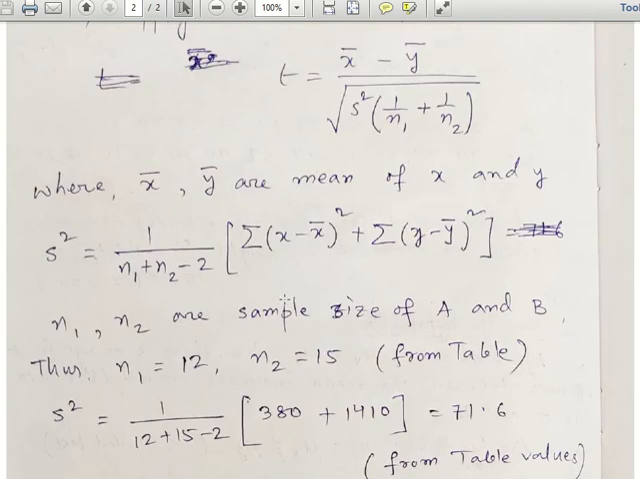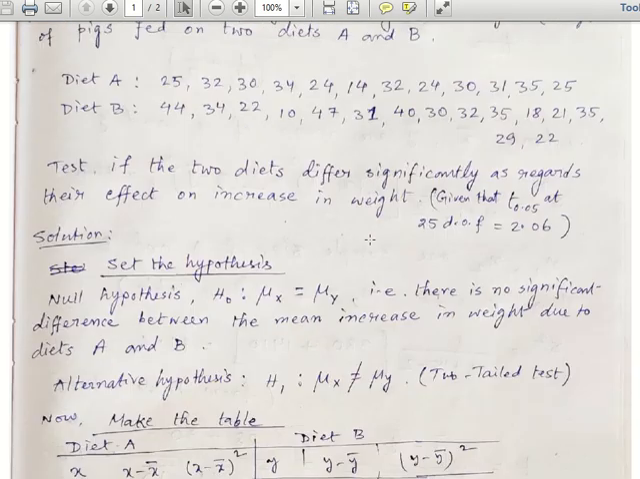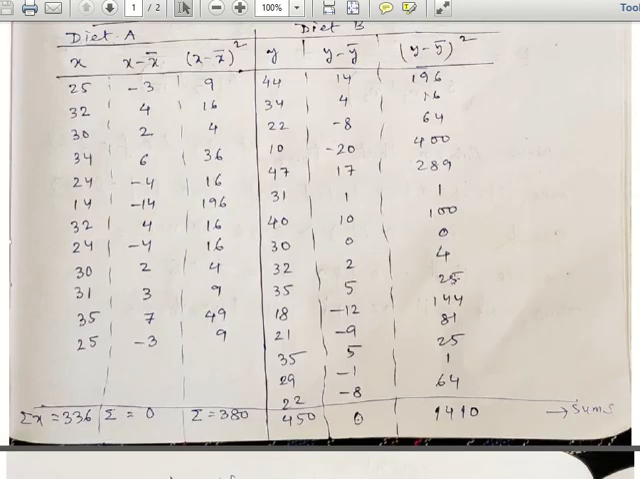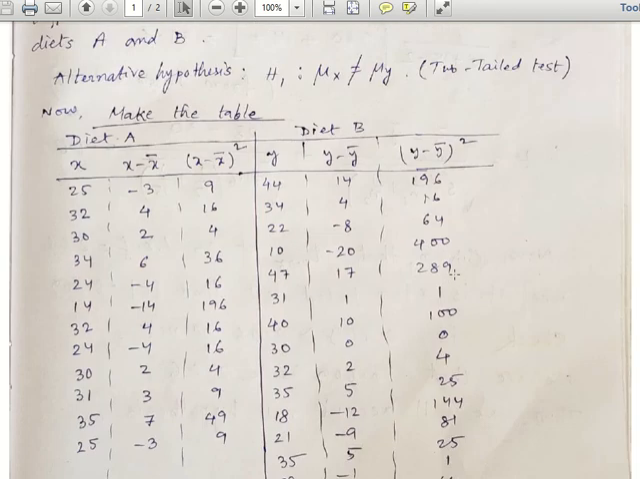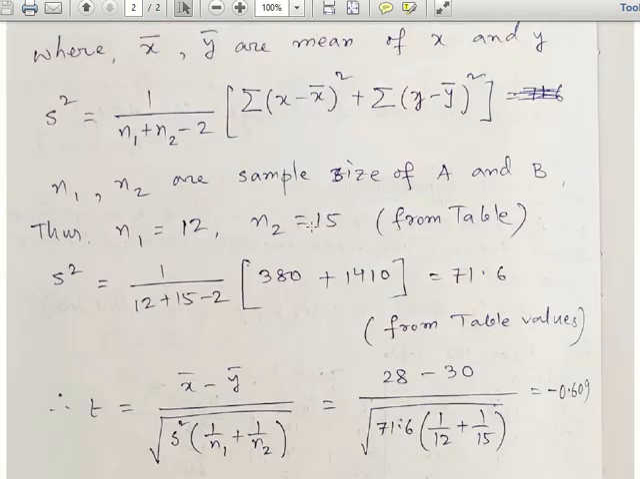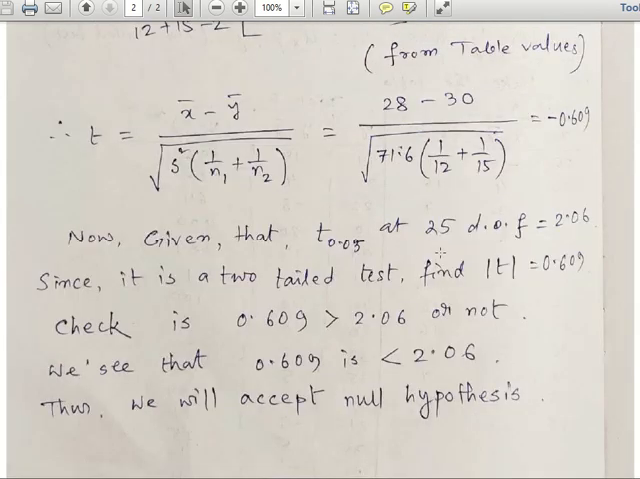Okay, now come to the question. What is given in the question? Given that t 0.05 at 25 degrees of freedom is 2.06. 25 degrees of freedom means, what is degrees of freedom? In the formula we know that degrees of freedom is n1 plus n2 minus 2. And what is n1? The n1 is the data of x1. n1 is 12, n2 is 15. So 15 plus 12 minus 2, okay, so it will be 25. So 25 degrees of freedom.